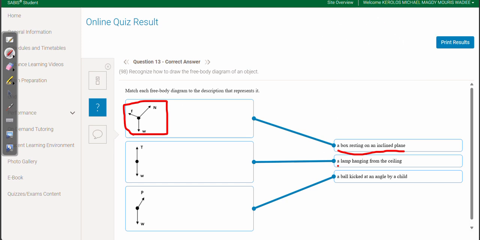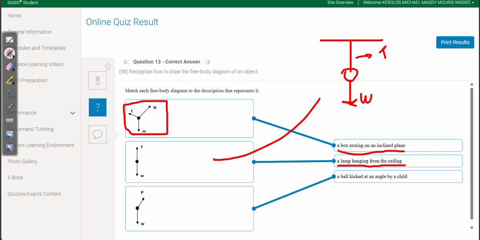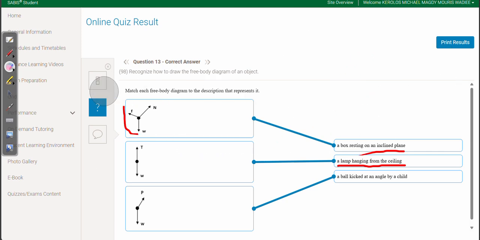The second one is a lamp hanging from the ceiling. So this is the ceiling. We have a lamp hanging. We have tension force right here, since it's hanging by a cord from a ceiling. You have tension, and you're going to have weight as well, pushing downwards, which is here. Last description: a ball kicked at an angle by a child. So this is the ball, the dot. It's kicked at this angle with a force P. And the weight of the ball is obviously downward. So this is the correct answer.